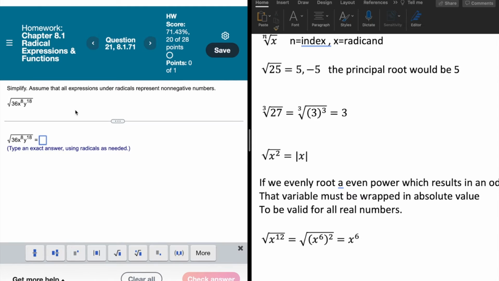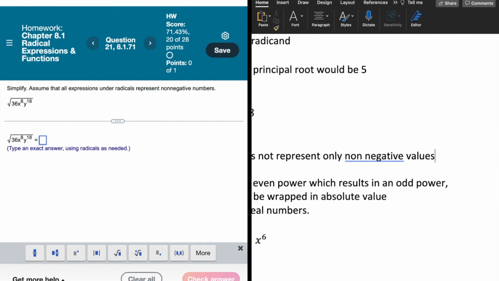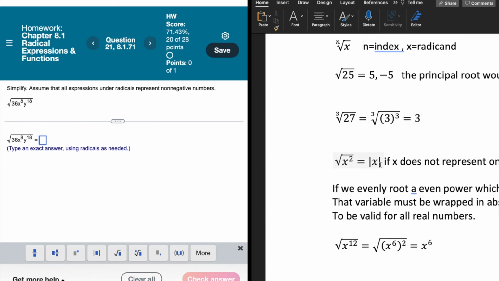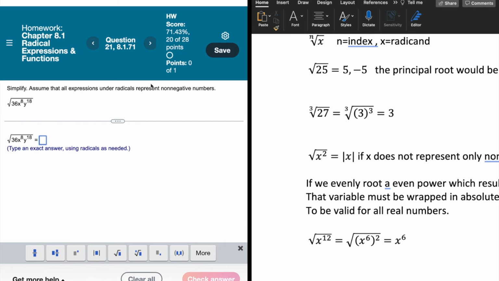All right, so following up that idea, also we have non-negative numbers, so now that absolute value rule does not apply. So maybe I'll put this extra note here. If x can represent any real number, that's what that rule is fully. That rule only matters if x can be any real number, or in other words, if it doesn't only represent non-negative values. So this says it does represent non-negative values, so I don't need to worry about that absolute value rule. I can simply square root like normal.